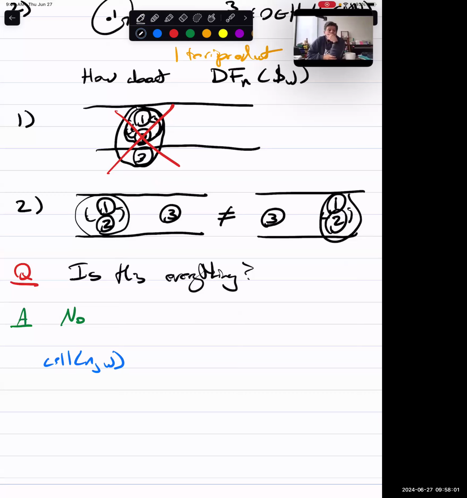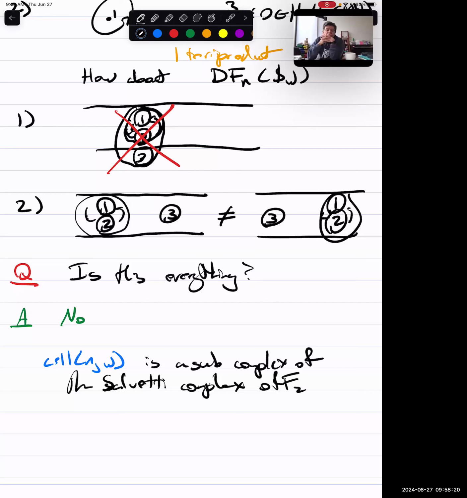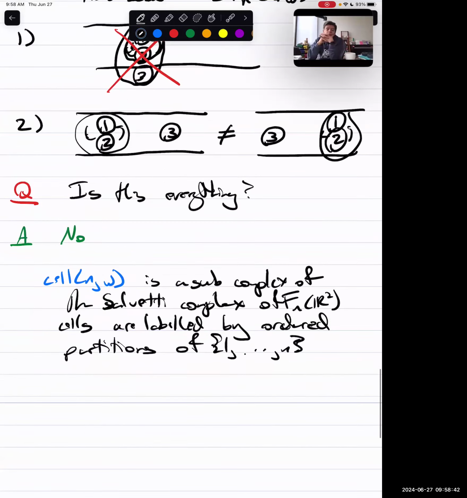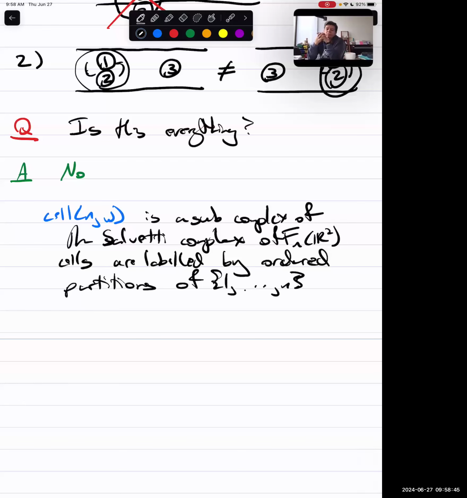It's going to be a simplicial complex, or a singular complex, and it's going to be a subcomplex of the Salvetti complex of the ordered configuration space of points in the plane. And right, we don't really need to know what this means in a second, but the cells are going to be labeled by ordered partitions of the set 1 through n. And right, it's easiest to see what this actually is through an example.